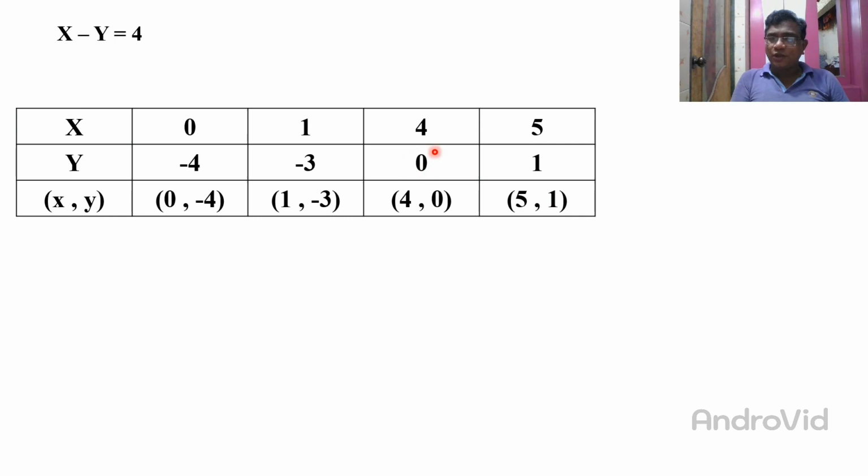Remember that 0 is neither positive nor negative, so don't give a negative sign here. It is a big mistake. Okay, so x is 4, y is 0. So here is 4 and 0.